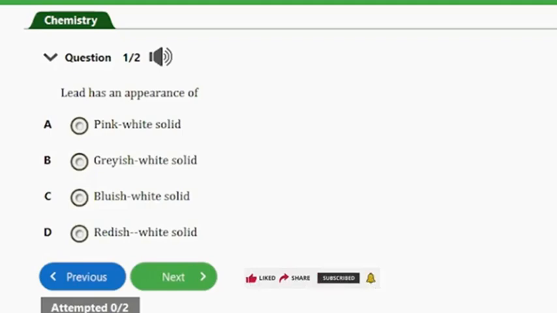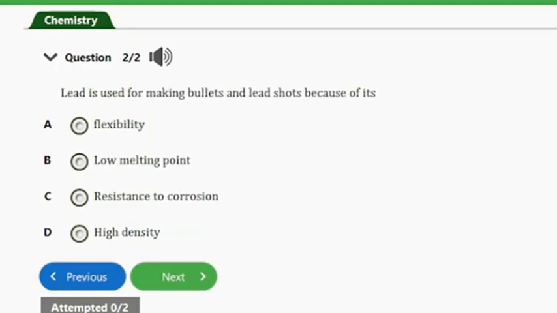So guys, that's why option B here is the answer to this question, and these are the other properties of lead you should know about. So that's it for that question. Option B is the answer to this question. So let's look at the next question.